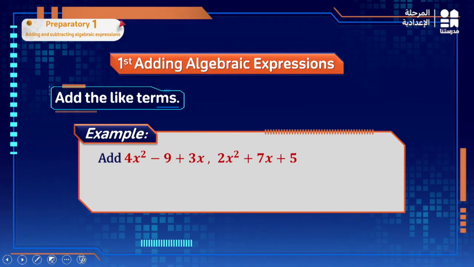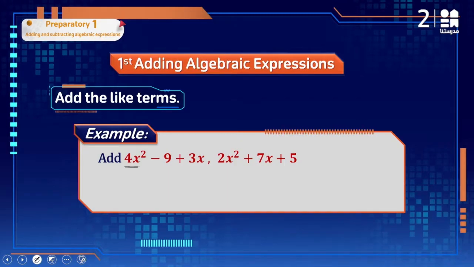Here we need to add the like terms. For example, add 4x squared minus 9 plus 3x and 2x squared plus 7x plus 5. So in this case, we need to underline the same terms. Here 4x squared and 2x squared. To add them, 4 plus 2 is 6x squared. Just add the coefficients 4 and 2.